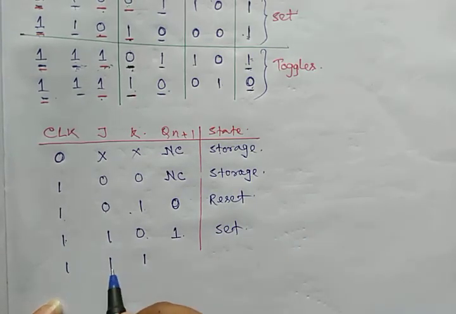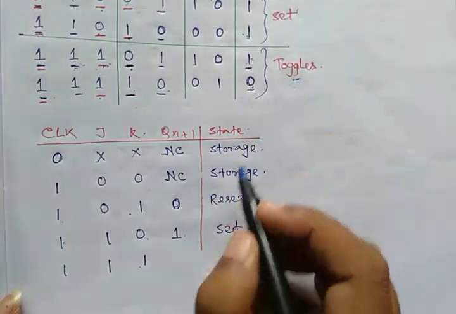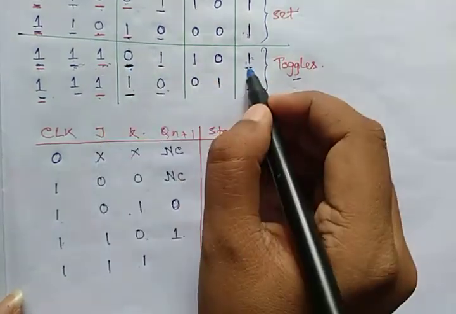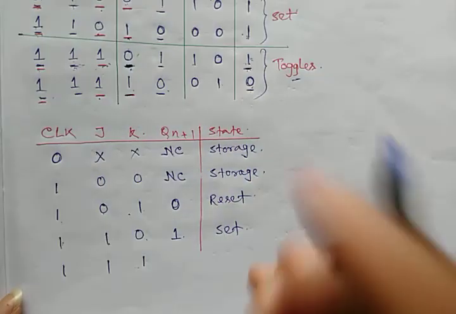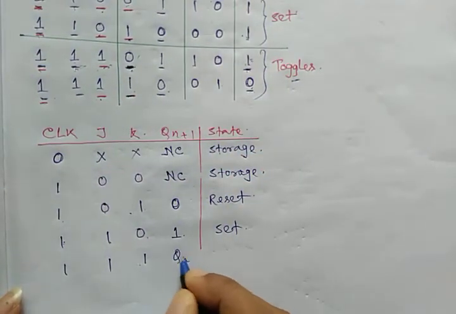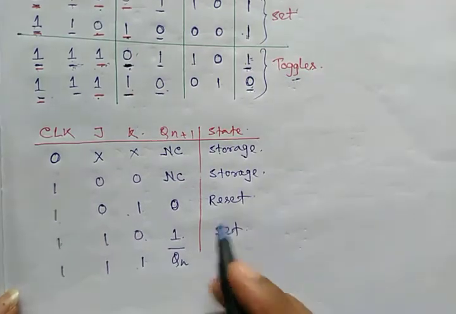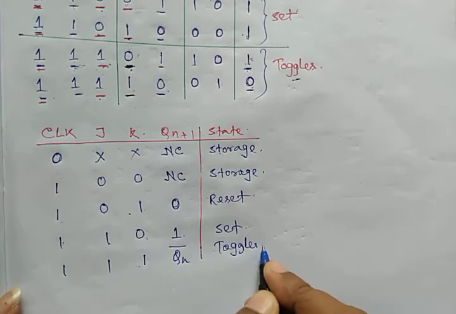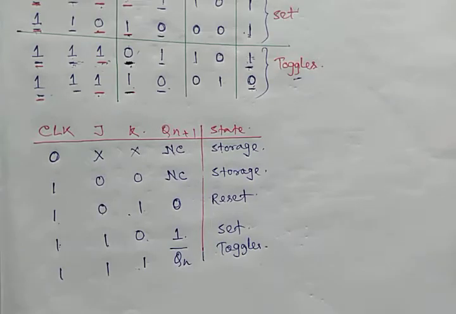And when clock is 1, both inputs are 1, 1. Output is in toggle case. So here toggle means whatever be the value of Qn, it's reversed. When Qn is 0, Qn plus 1 is Qn bar. When Qn is 1, it is 0. So we can write here Qn bar. Whatever be the value of Qn, we get its reverse value. Okay, this condition we can say toggle case. Okay, this is the truth table of our JK flip-flop.